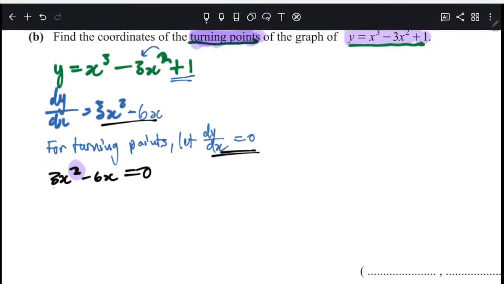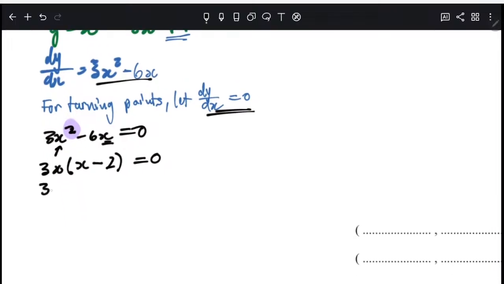You pull out the number that is common. You see there are 3, you pull out 3. Then you pull out the letter that's common between here and here, the lower power. Because there's x here, there's x here, which power is lower? Just the x. So you pull out the x. You will now say 3 into 3, 1. x into x squared, you had 2 and you are removing 1, you remain with 1x. Then minus 6 divided by 3 is 2. Then this x divided by x is 1. So this is equal to 0. Which means you say 3x is equal to 0, or x minus 2 is equal to 0.